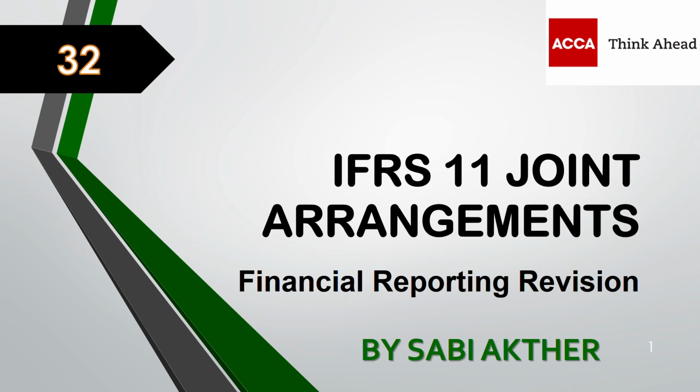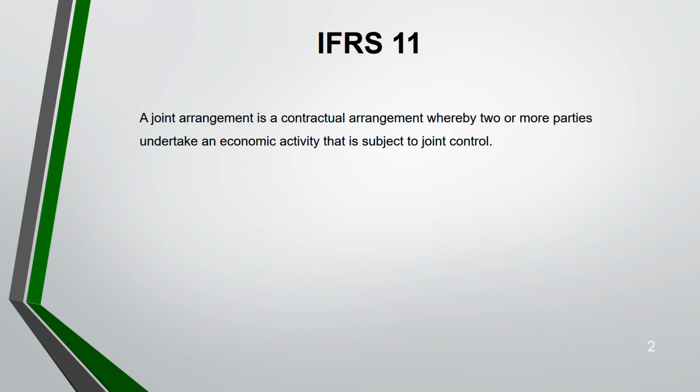This standard and the next standard, IFRS 12, are not in the FR syllabus but are in the SBR syllabus. A joint arrangement is a contract where two or more parties undertake an activity that is subject to joint control. So it could be two or more than two, and they are jointly controlling it.